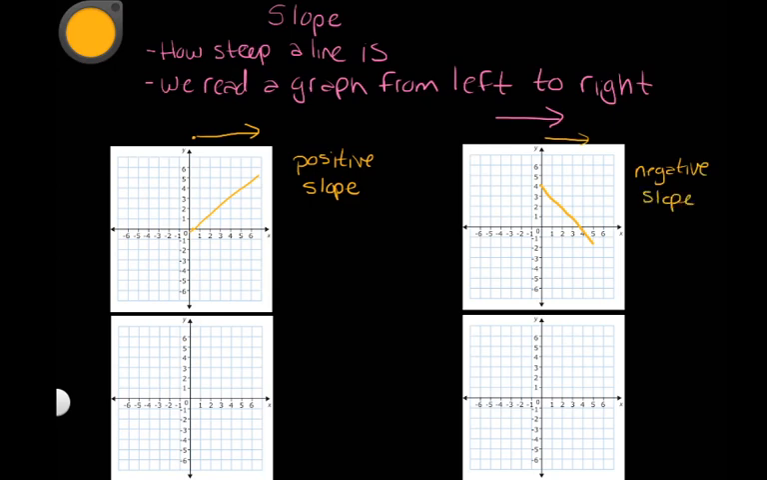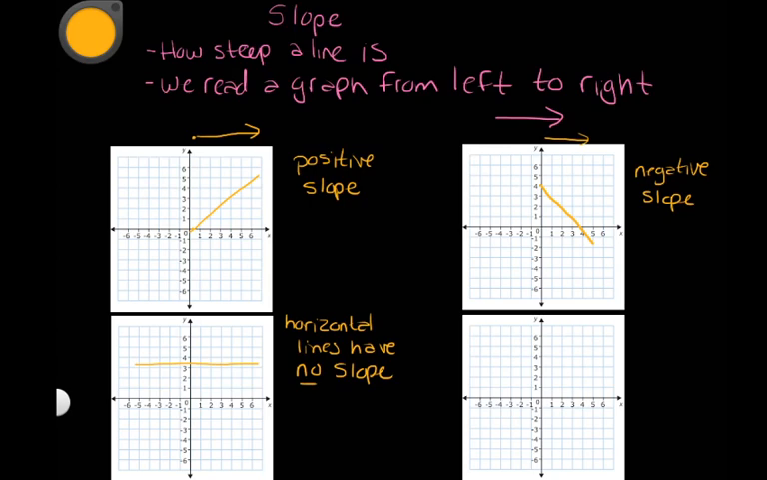Now at some point, we will also see lines that do this. That's just a horizontal line. It has no slope, so horizontal lines have no slope. They can't. They're just horizontal lines. It's like a flat road.